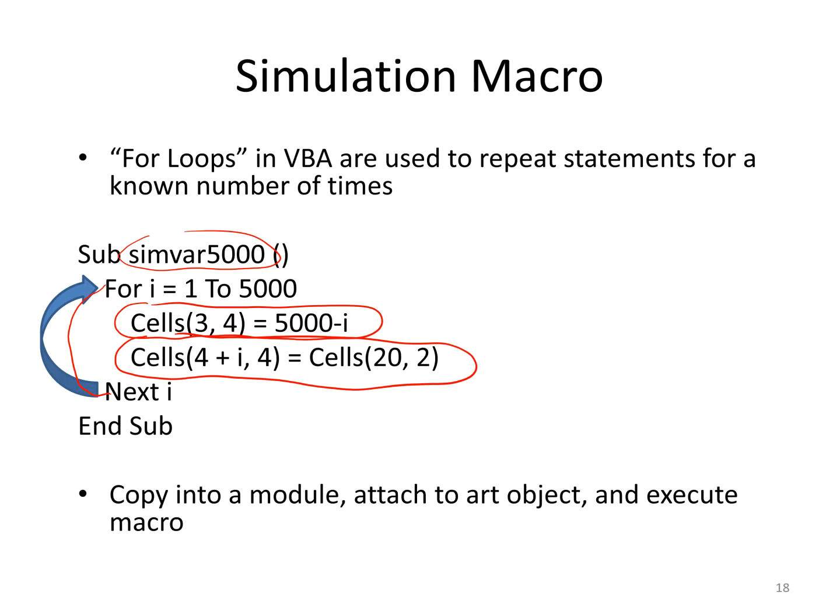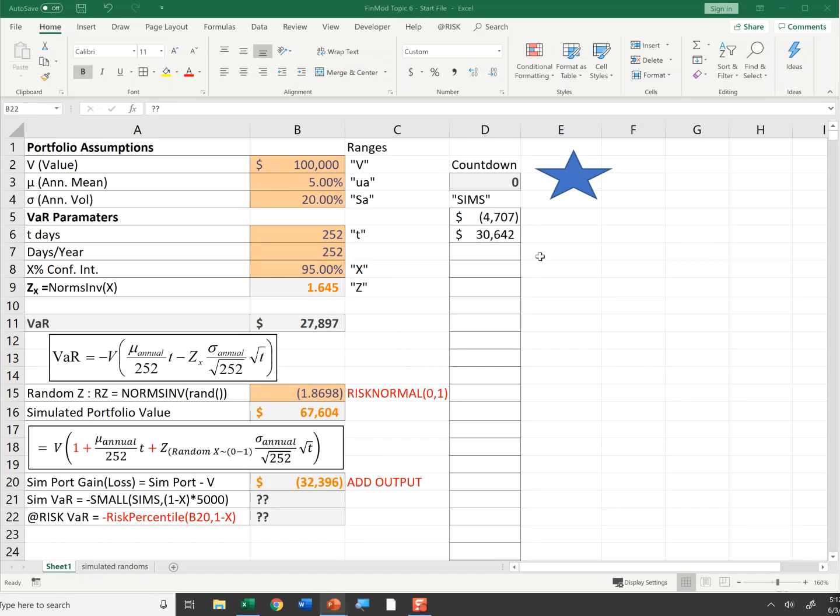So when I run my loop for the first time, I is going to be set equal to 1. This is going to count down to 4,999. This is going to put in Cells(4 + I, 4), in other words 5, 4, whatever is in Cells(20, 2): 20th row, second column. Let's go back to our spreadsheet. It's going to put in 5, 2. That is this cell right here.